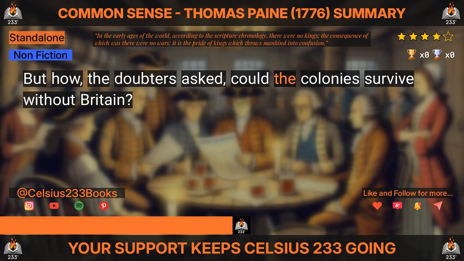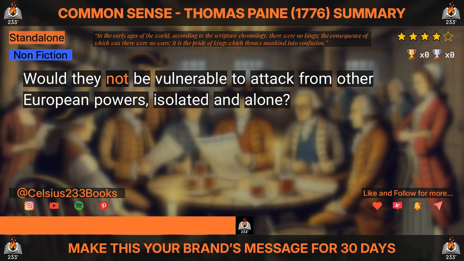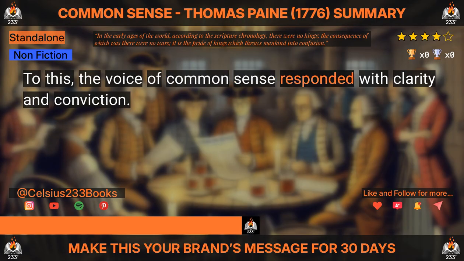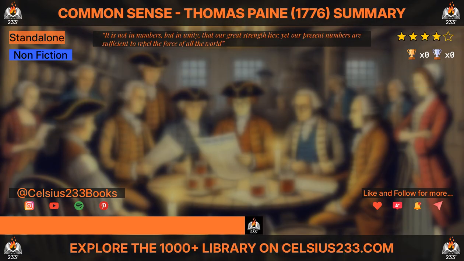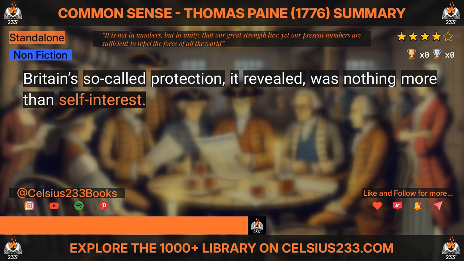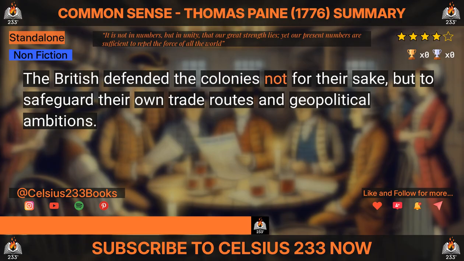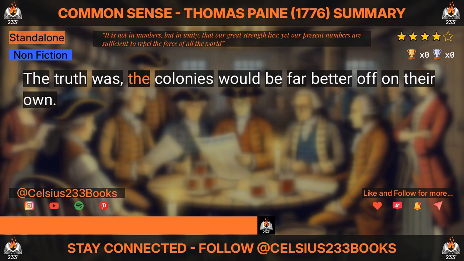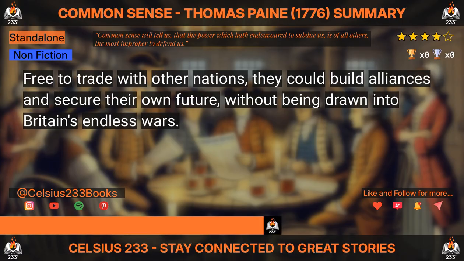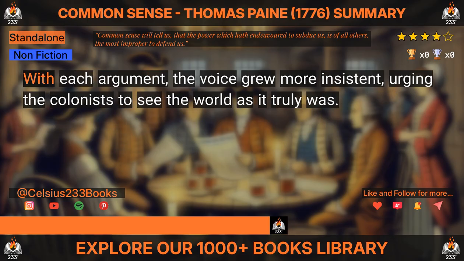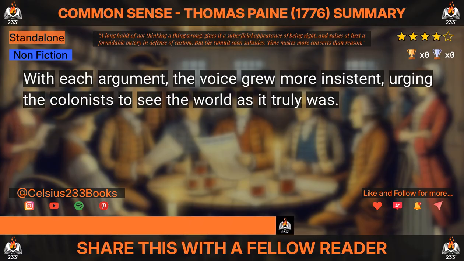But how, the doubters asked, could the colonies survive without Britain? Would they not be vulnerable to attack from other European powers, isolated and alone? To this, the voice of common sense responded with clarity and conviction. Britain's so-called protection, it revealed, was nothing more than self-interest. The British defended the colonies not for their sake, but to safeguard their own trade routes and geopolitical ambitions. The truth was, the colonies would be far better off on their own. Free to trade with other nations, they could build alliances and secure their own future, without being drawn into Britain's endless wars.